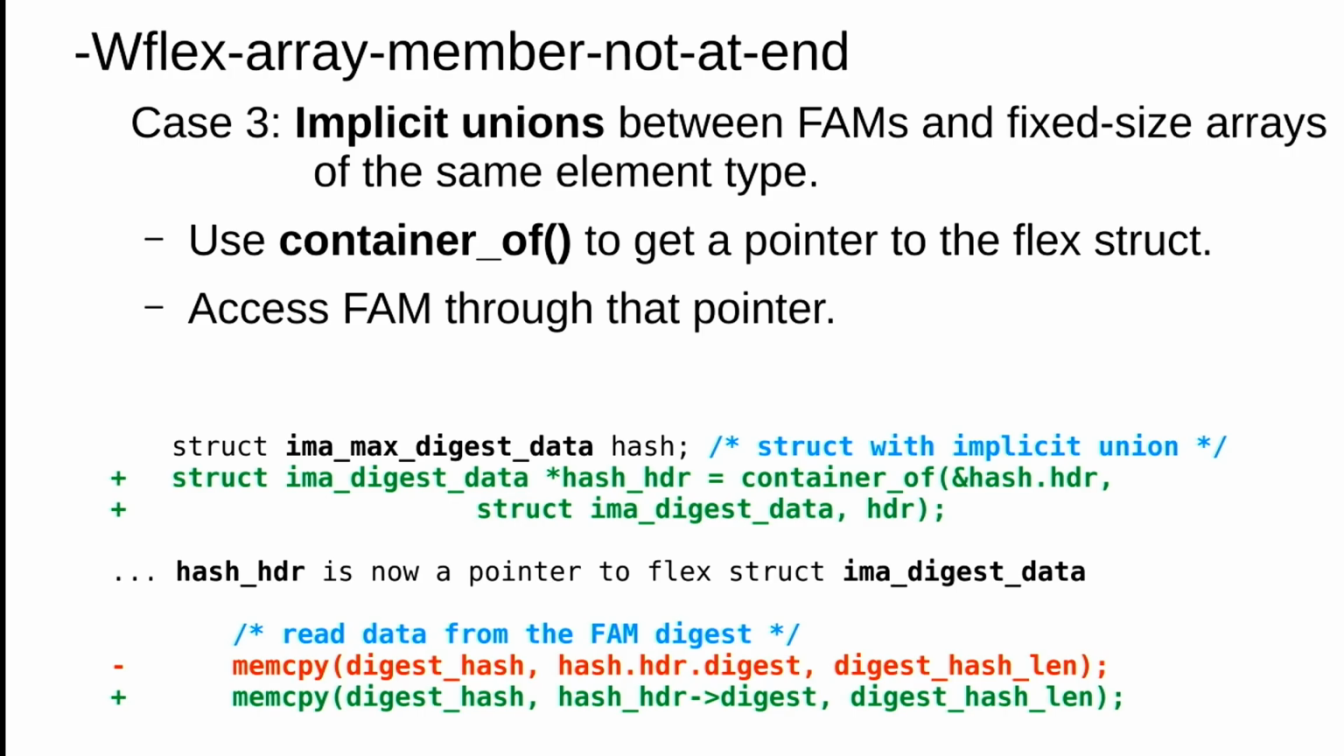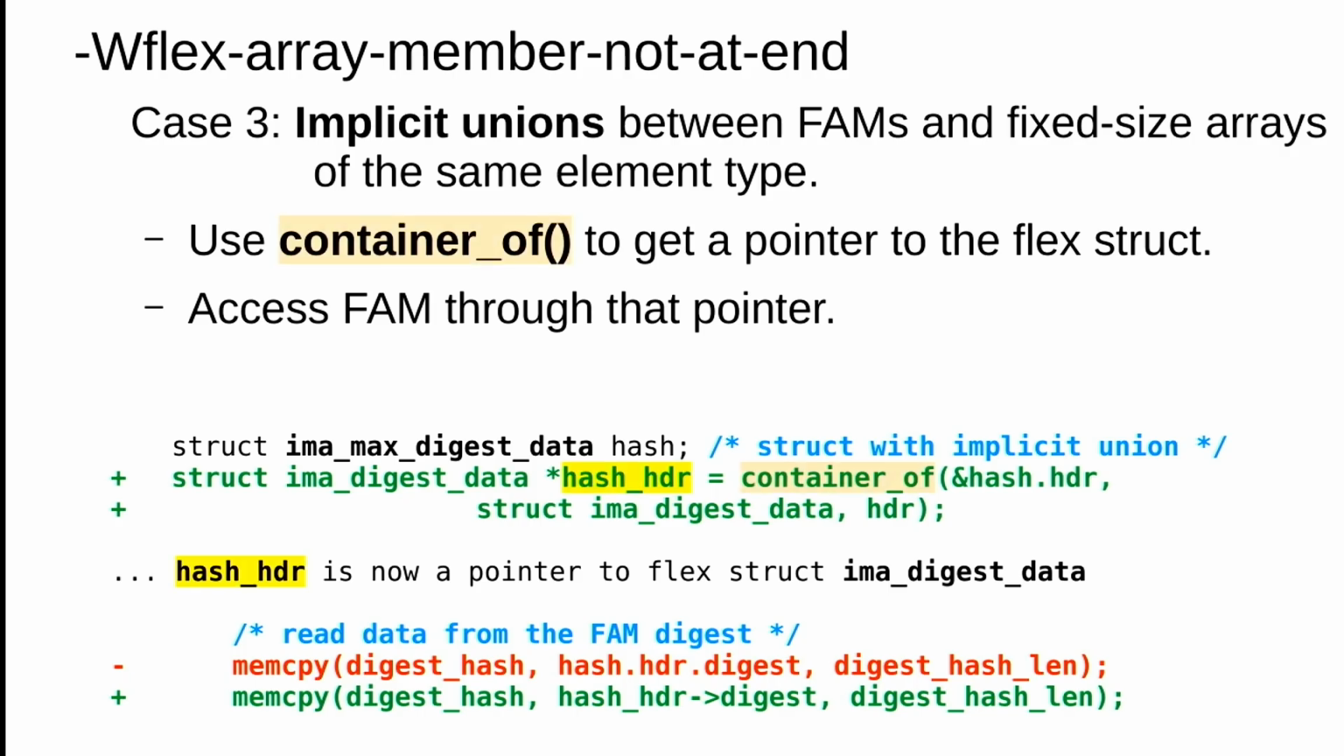So what we do with container_of is we retrieve the address of the flexible structure, and once we have the address of the flexible structure, we can access any member in the structure. In this case, we can access the flexible array member, right? That we have previously left out of the equation with the use of struct_group. So this is exactly how we are fixing this issue.